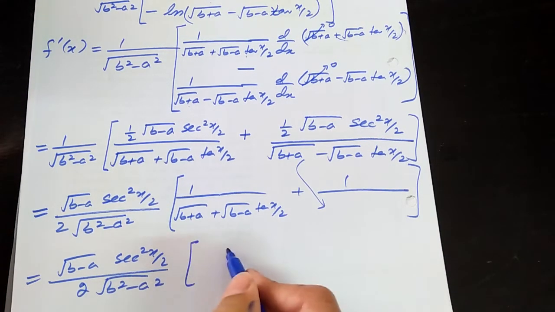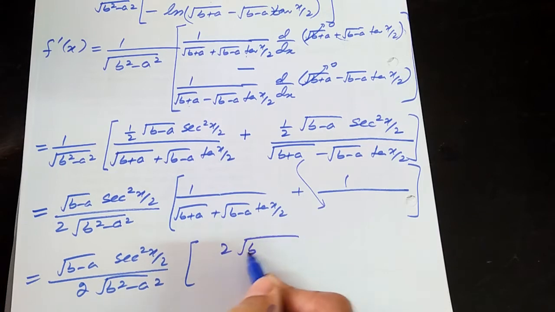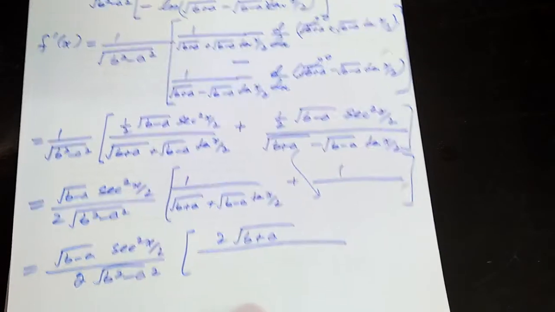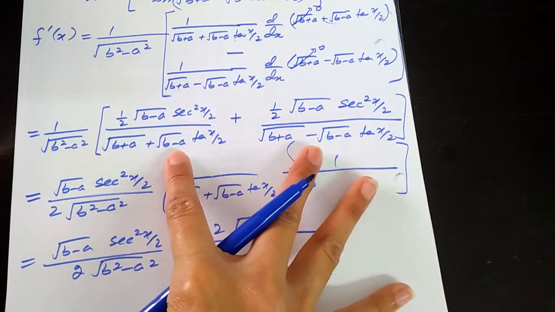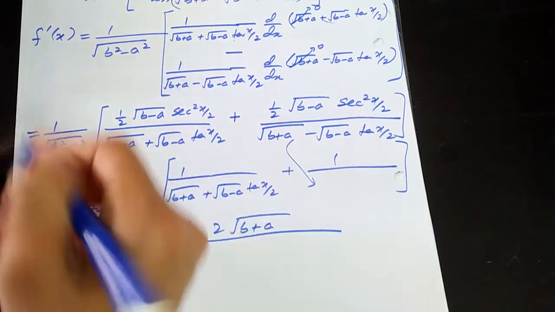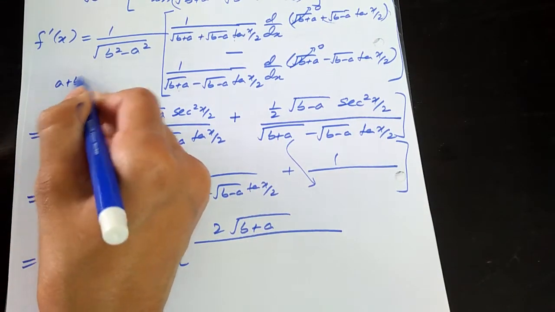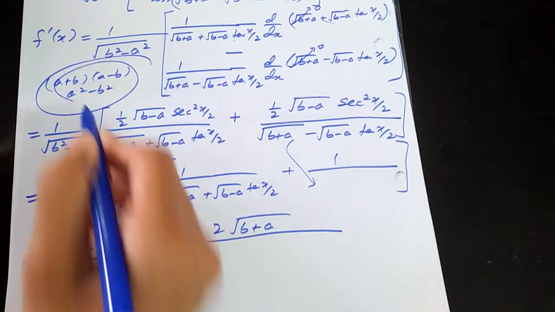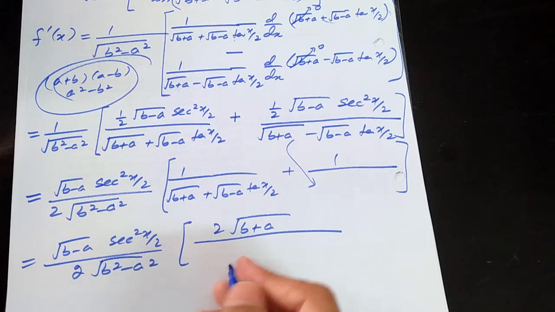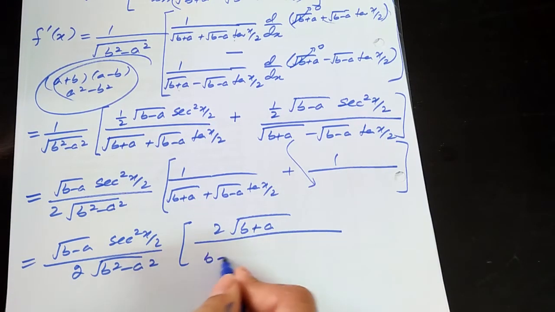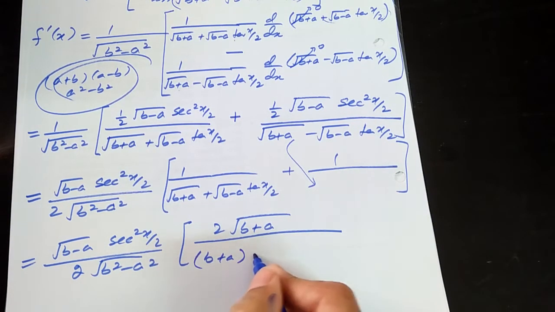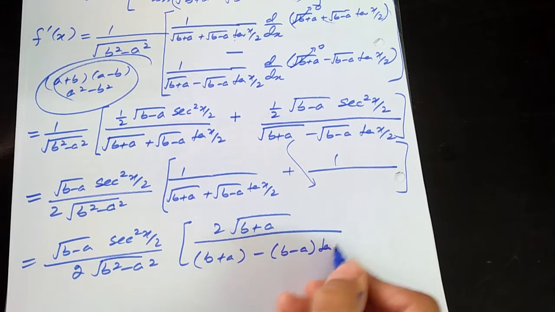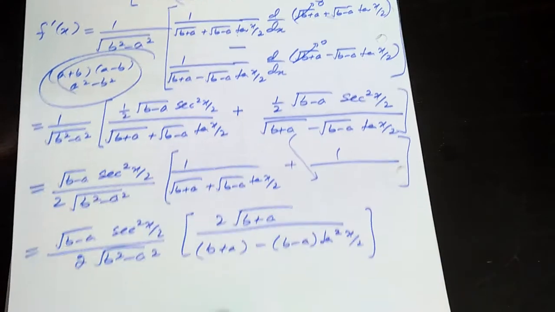After taking the LCM and simplifying, we will get here 2 into b plus a divided by the multiplication of these two terms. And the multiplication of these two terms will involve this formula, a plus b into a minus b, this will be a square minus b square. You have to use this formula here in the denominator, and after simplification you will get here b plus a minus b minus a tangent square x by 2 like this.